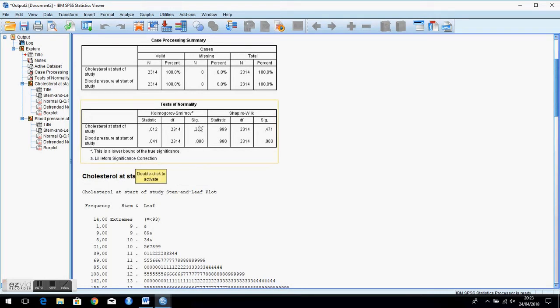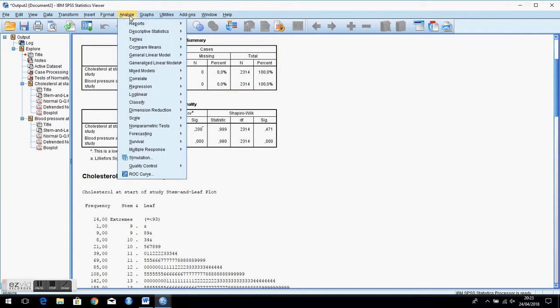For this reason we cannot use the Pearson correlation because one of them is not normal. For this reason we have to use the Spearman correlation. How can we calculate the Spearman correlation? We have to go to Analyze, then to Correlate, Bivariate.